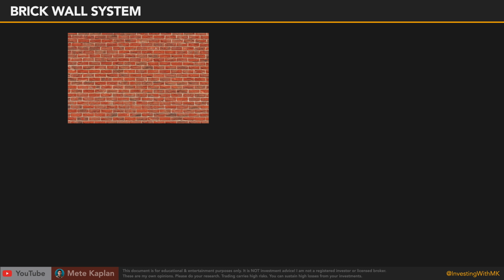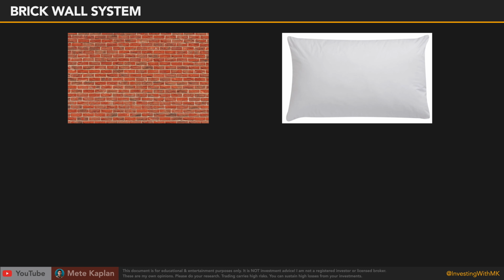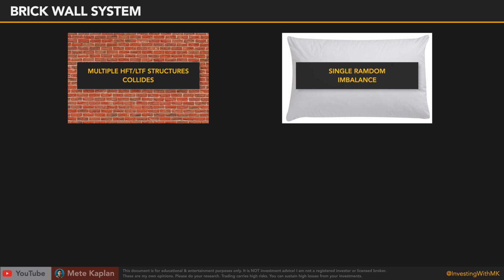I want you to imagine a wall and a pillow. The wall represents multiple time frame structure collisions, such as weekly, daily, hourly order blocks, breaker blocks, imbalances, and so on, at the same price level. And the pillow represents a singular structure, such as a random imbalance in the chart without any other structures nearby or colliding. And we have a basketball.